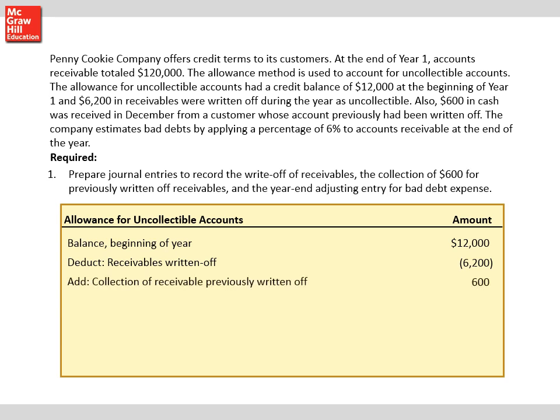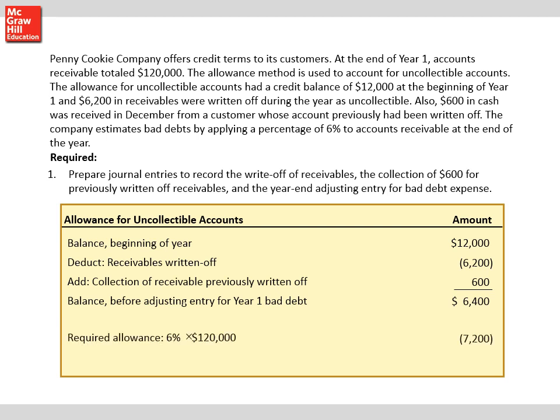We put $600 back on the credit side of the allowance for uncollectible accounts. So as of right now, there's a credit balance in the allowance for uncollectible accounts. When you're estimating for uncollectible accounts at the end of the year and you use accounts receivable to estimate, you are really determining what the new balance should be in the allowance for uncollectible accounts.